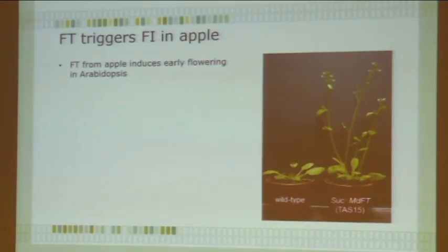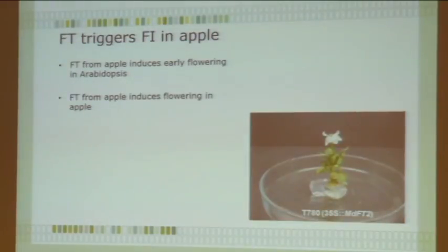When we express the FT gene from apple in Arabidopsis, you see we get very early flowering soon after we sow the seeds. But when we overexpress the FT gene from apple, then we induce again early flowering in apple.